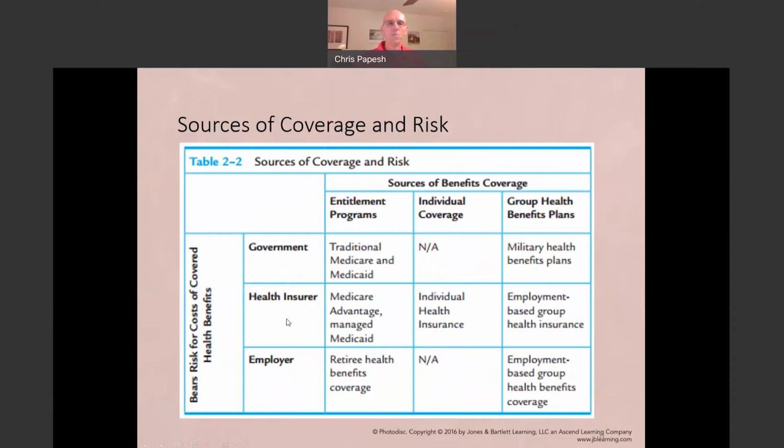And I'll just point out that the employer may pay for retiree health benefits and employment-based coverage. Now, the employer isn't really paying, it's coming out of your wages, so they consider it a wage cost. But essentially, the employee is paying both portions, the employee and the employer portion.